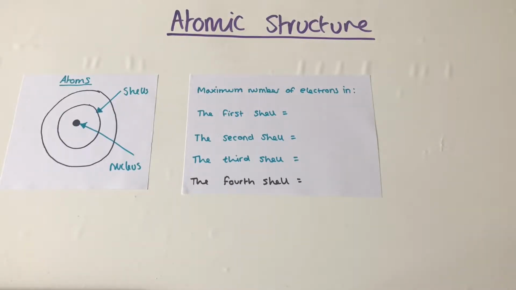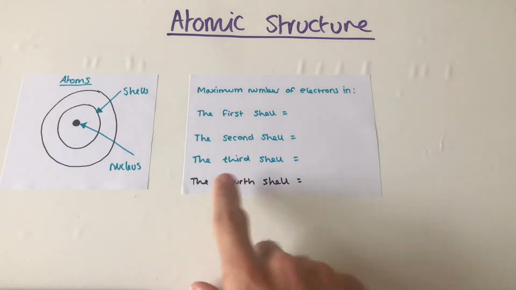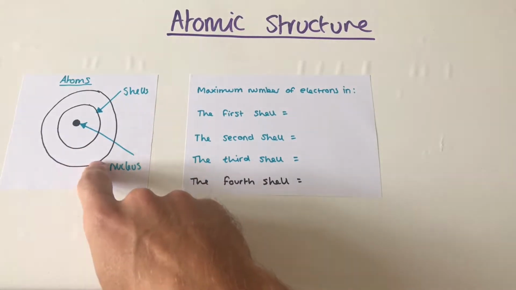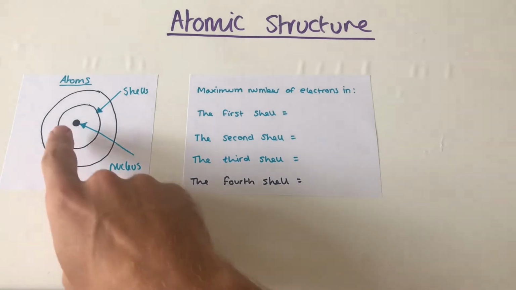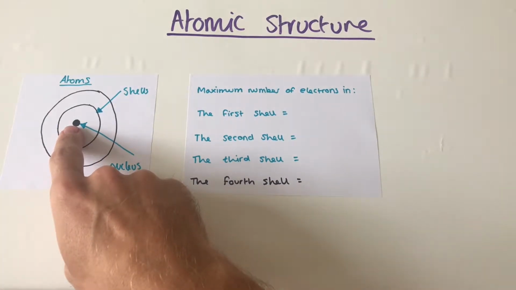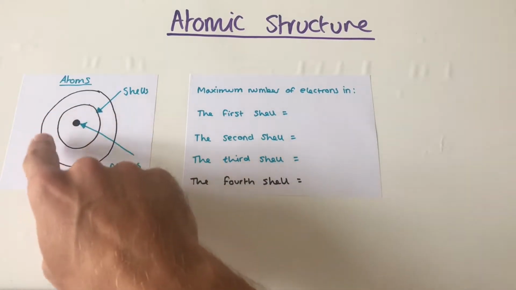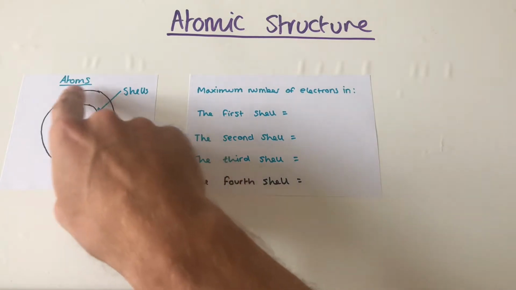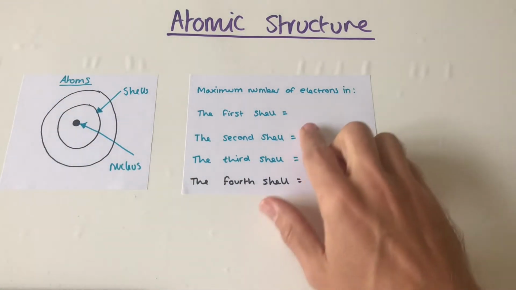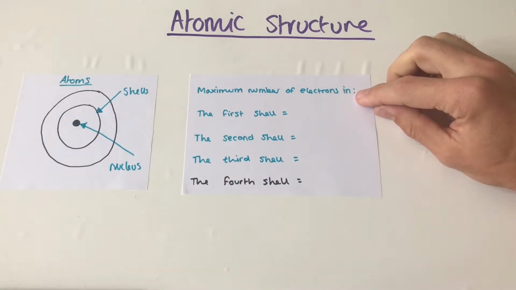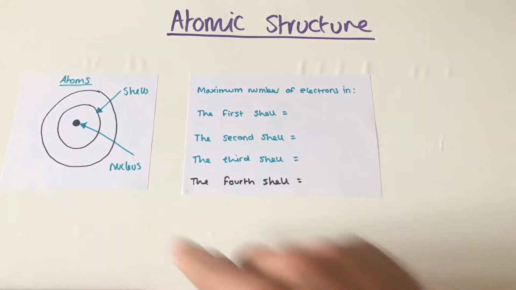Now the next thing to look at for atomic structure is the number of electrons that you actually find in these shells. So what we've said so far is that in the nucleus we find most of the mass of the atom, because in the nucleus you find the protons and the neutrons. Surrounding that nucleus we find the electrons orbiting in shells. Now the key thing that you need to know is how many electrons you can get into each shell.